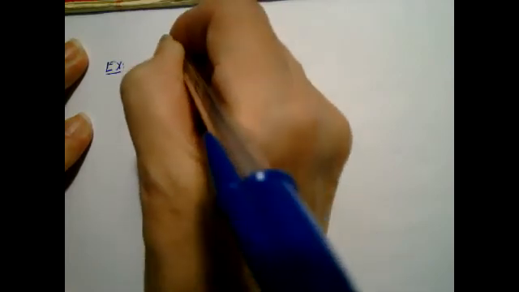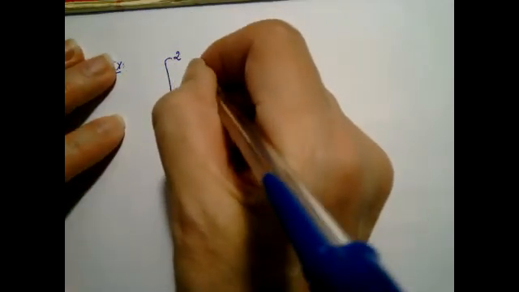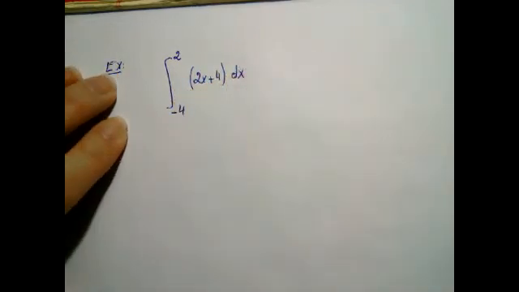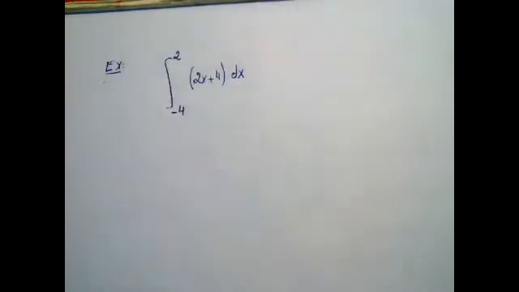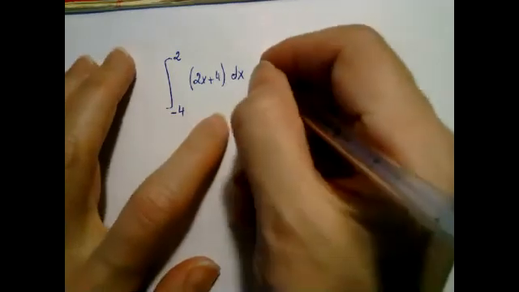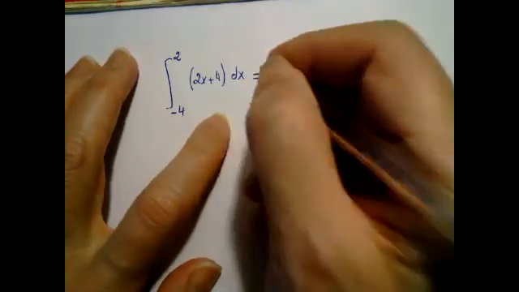From -4 to 2 of 2x plus 4 dx. And this time I'm going to do the problem using the fundamental theorem, and then we're going to compare to see if we're doing well. And this one I'm going to do slowly.